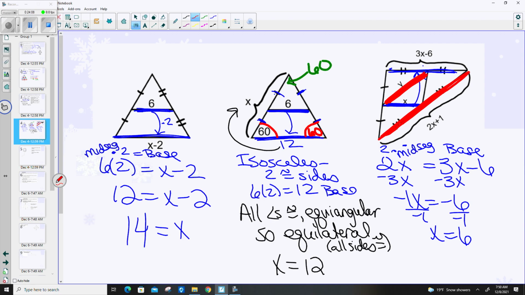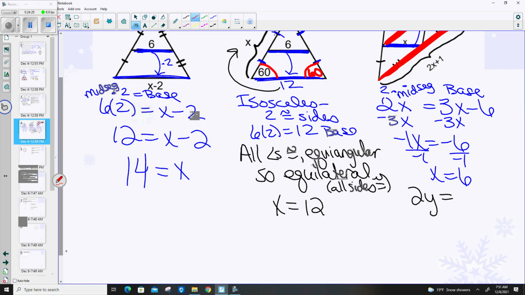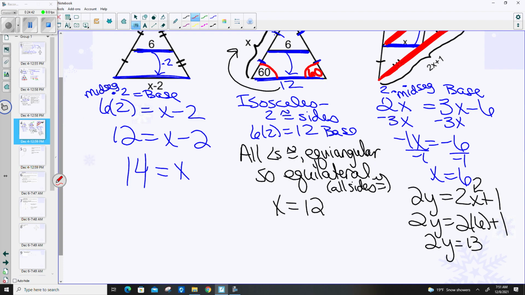I got lots of them looking good out there. What do we have to do to y to get to solving for it? Multiply it by 2 because it is the mid-segment. But when I multiply by 2, what is it equal to? What's that y parallel to? But there's still two variables in there. Plug the 6 in for x. Very nice. So if 2y equals 2 times 6 plus 1, what does y end up being? 6.5.